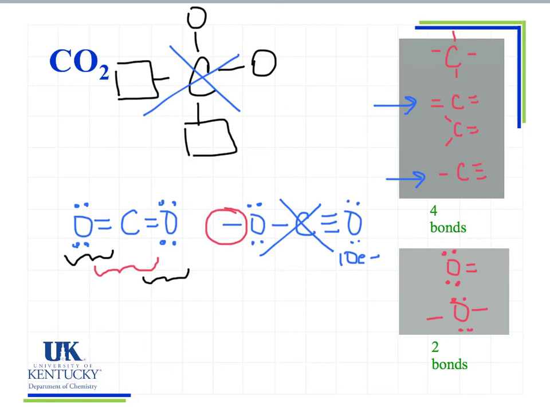Remember, I can count electrons twice for the purposes of the structure because they're sharing those electrons. They both get to count them. And so what I see is that this is going to be my preferred structure because all my atoms are happy with the right number of bonds and with the right number of electrons.